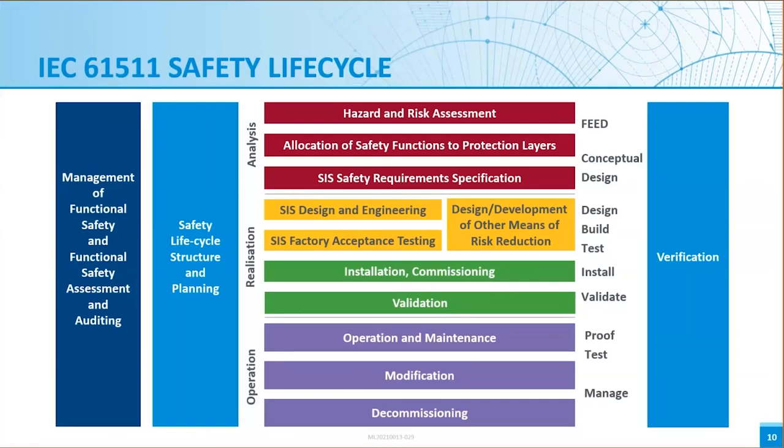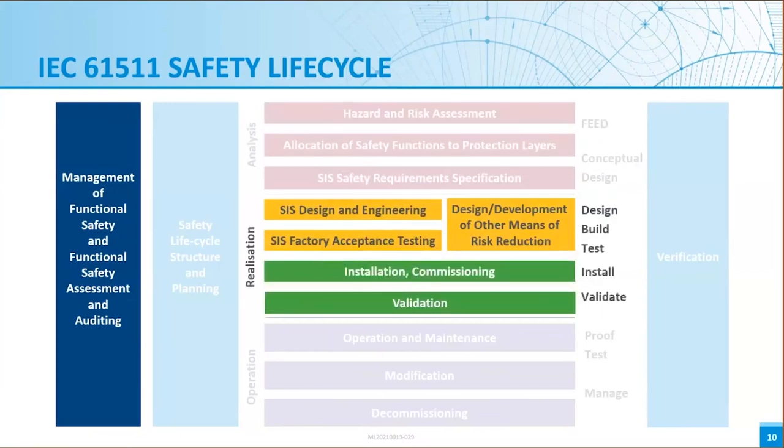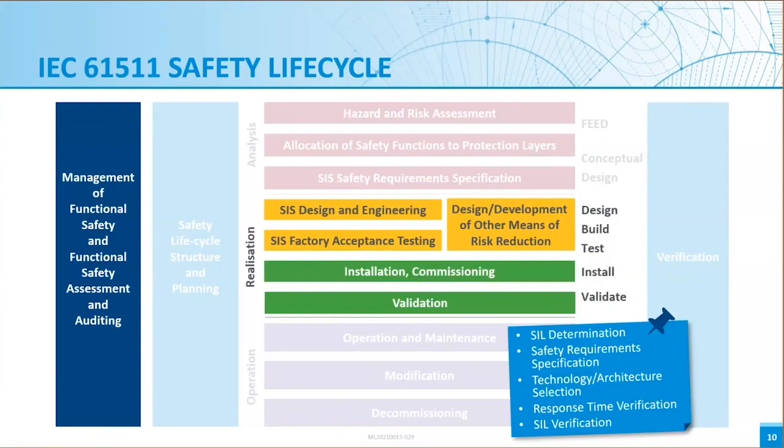The first phase is called the analysis phase that starts with the analysis of hazards and results in a comprehensive document called a safety requirements specification. The realization phase then implements these requirements into a number of design, engineering, and test activities. The key activities that happen during both of these phases are listed in this sticky note.